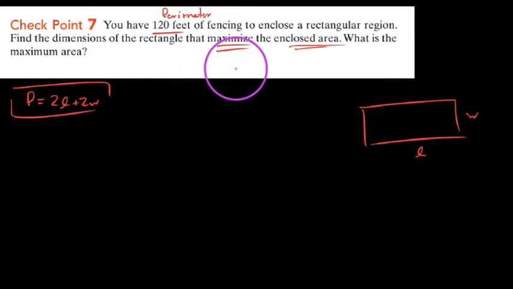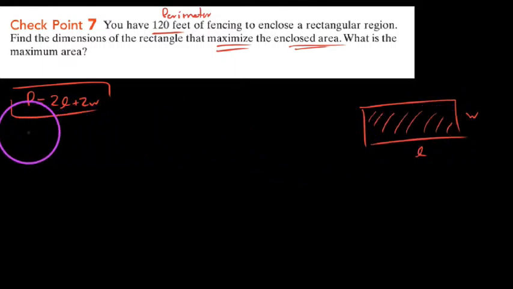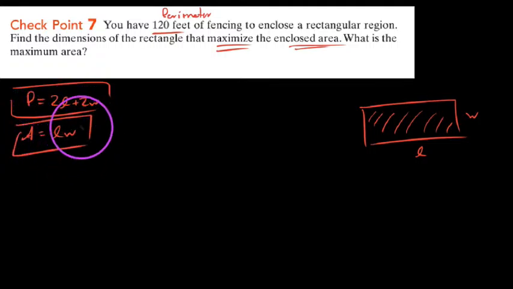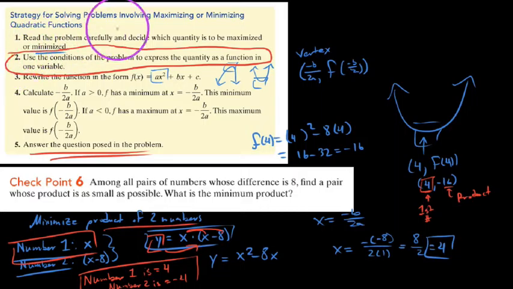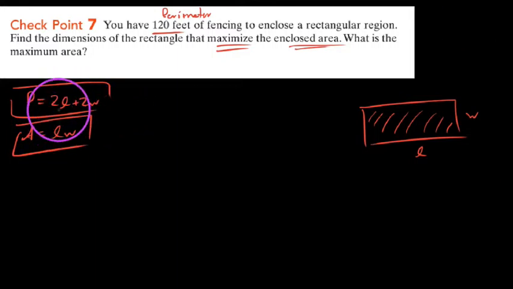The other thing is this. The thing that we're trying to maximize is the area of this rectangular space. So that area is given as the length times the width. What makes this problem trickier sometimes is this. Looking at our steps here, this was key: use the conditions of the problem to express the quantity as a function in one variable. So what you're seeing here is that I've got a couple of functions, but they're expressed in terms of length and width. So what we want to do is this. One thing I know is that the perimeter is 120 feet. So I'm going to go ahead and substitute that in for my perimeter in this first expression.